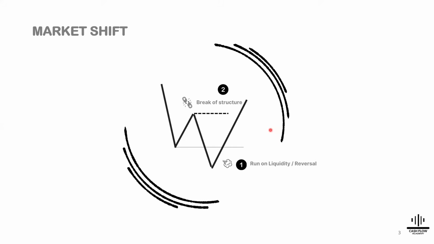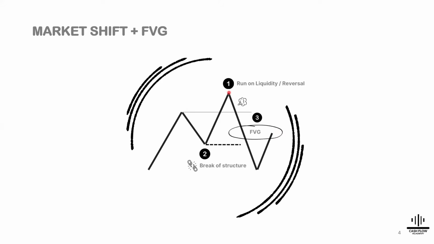But that's not all. You will remember that this entry model comprises two things, which is market shift plus displacement. And I explained earlier that displacement is the quick move in price evidenced by the creation of a fair value gap. So once there's a market shift, 1, 2, we want to see displacement evidenced by a fair value gap within the range of the swing that breaks the structure. It is that fair value gap where we're finding our entry.